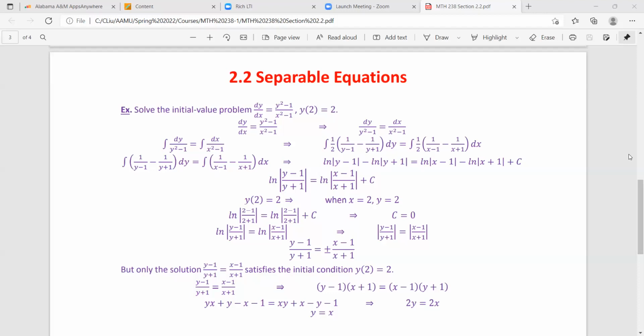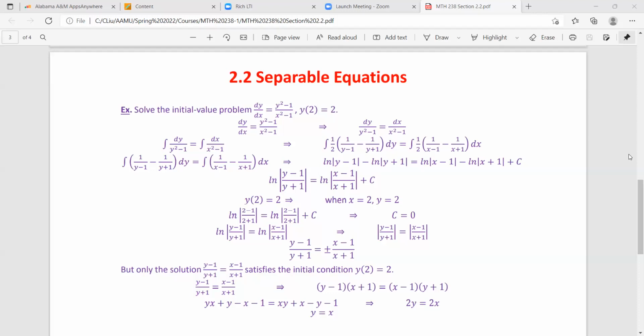Natural log of the absolute value of y minus 1 over y plus 1 equals natural log of the absolute value of x minus 1 over x plus 1. So that means the two things must be the same. When you take the natural log, you get the same result. That means the two numbers should be the same. So the absolute value of y minus 1 over y plus 1 has to be equal to the absolute value of x minus 1 over x plus 1.